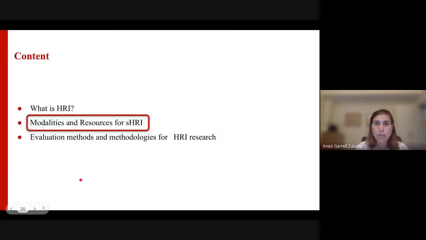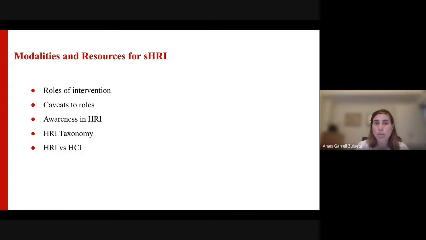So now that we know what human-robot interaction is and you saw some examples of that, let's talk about the modalities and resources for this interaction. Here we will talk about the roles of interaction, meaning the roles of the human that is interacting with the robot, and awareness in human-robot interaction. I will show you some taxonomy, and why it's important to have a taxonomy in human-robot interaction. And we will finish with a comparison between human interaction and human-computer interaction.